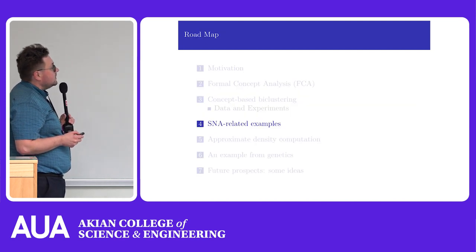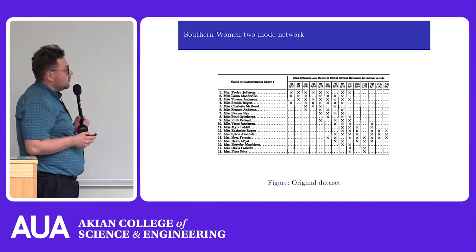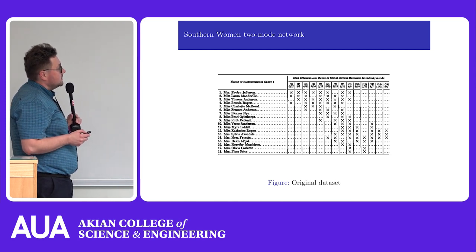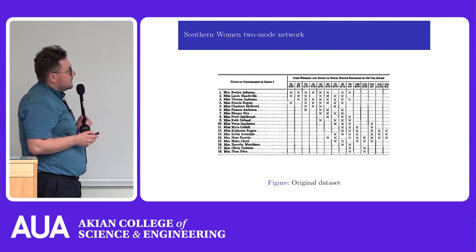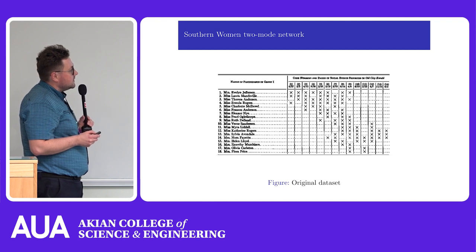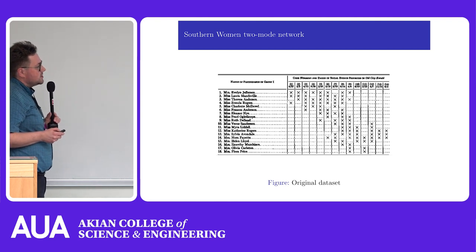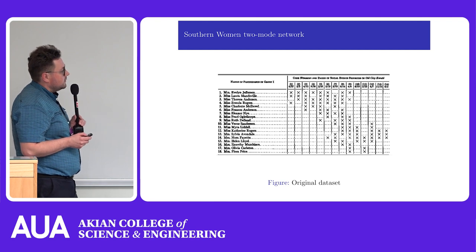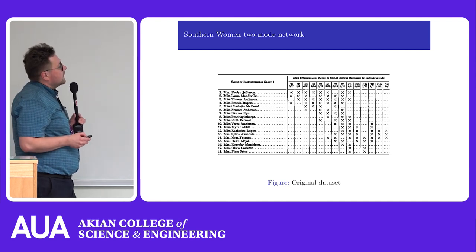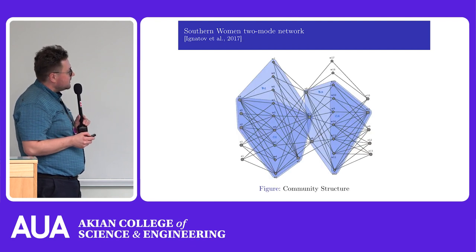SNA related examples, probably one of the most famous but small data sets in community detection is the so-called Southern Women data set, about 18 women in the southern part of the United States. In the 30s, I believe, anthropologists asked them several questions, what kind of activities they shared together, like going to the church or to the dinner or to some party. The cross means that they participated in some event. So it results in a bipartite graph.